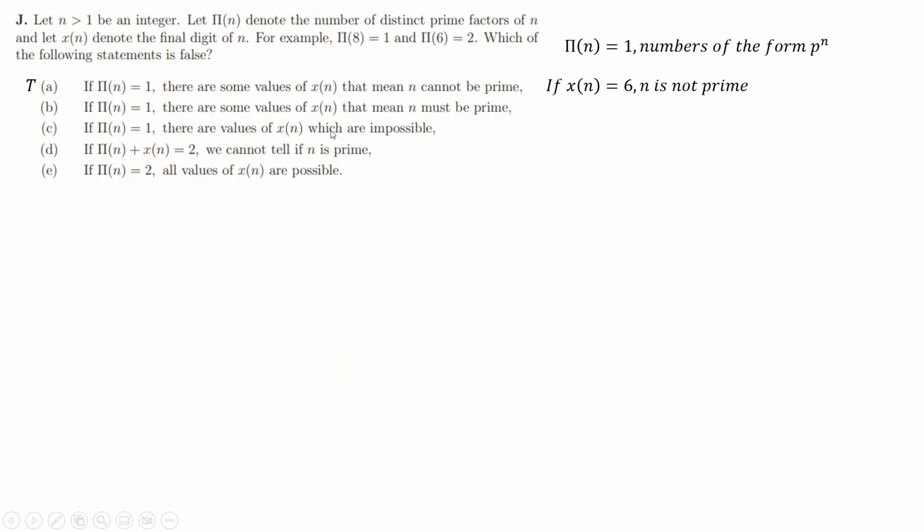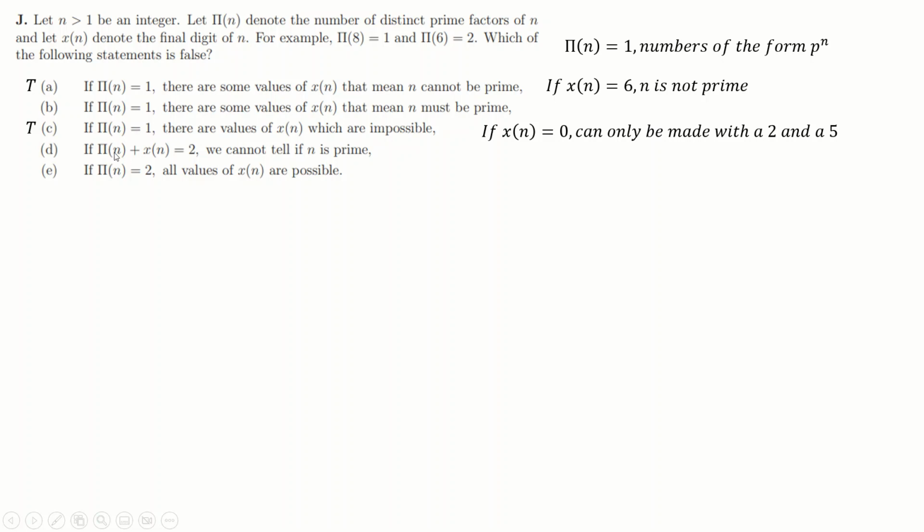There are values of x of n. There are last digits that are impossible. That one's clearly true. You can't end with a 0. Because to have numbers end in a 0, you must have a 2 and a 5 in them. Like, they must have the primes 2 and 5, because of course 2 times 5 makes 10, and then having a factor of 10 gives you a 0 on the end. But you can't do that if you only have one prime factor. You require 2. So this is definitely true. You just can't end in a 0 if this.